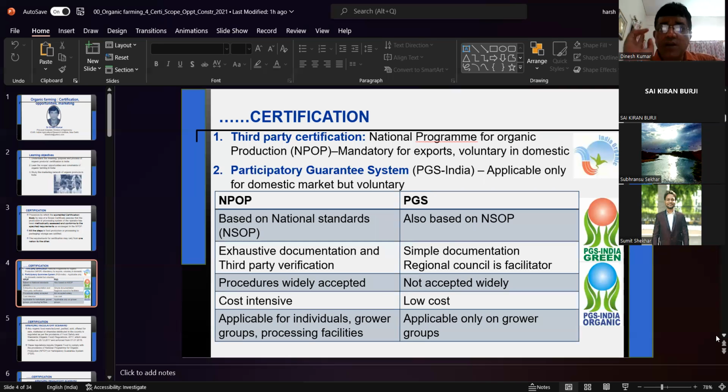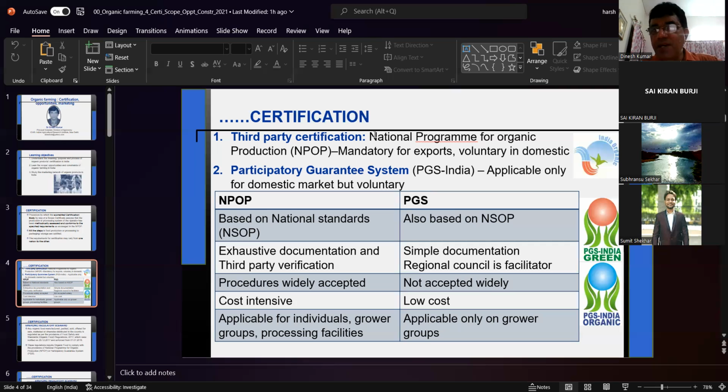So there are two kinds of certification in India. One is third-party certification, the other is PGS, Participatory Guarantee System. Third-party certification is also known as NPOP, or third-party certification under NPOP, which is part of APEDA. The National Programme for Organic Production, NPOP, is mandatory for export. If you want to sell or export your product to other countries, you must get third-party certification. Otherwise, you cannot export.